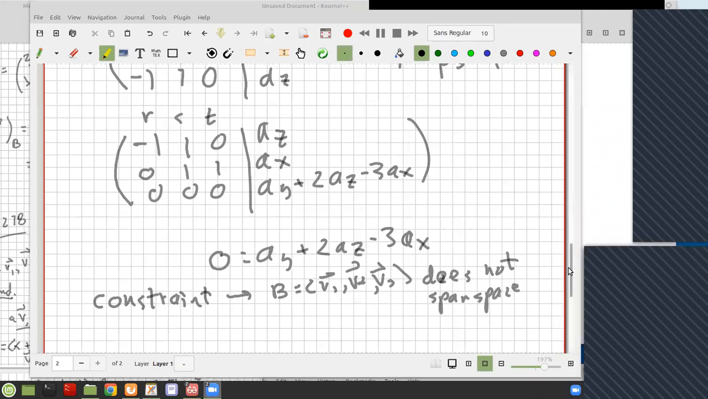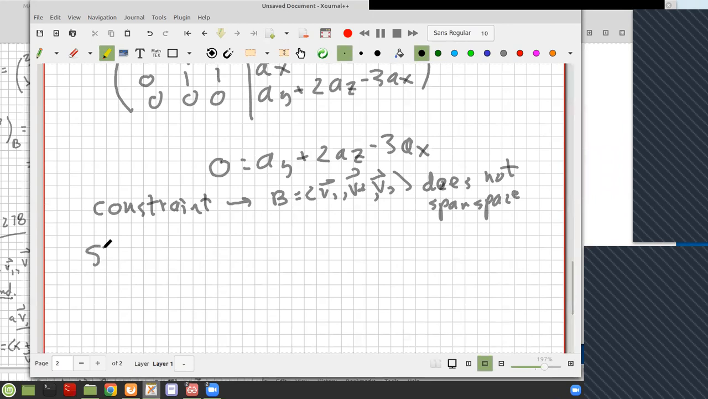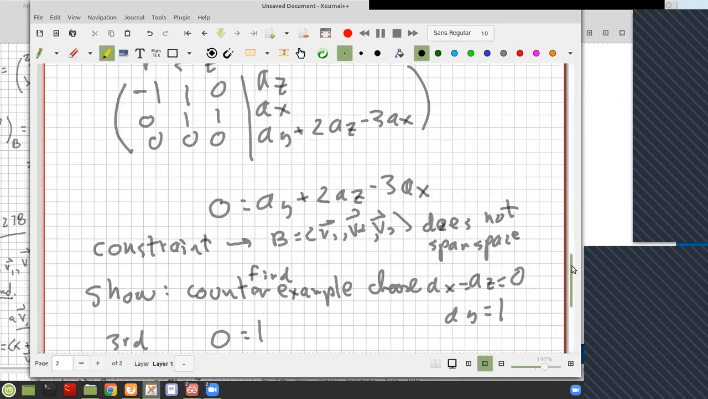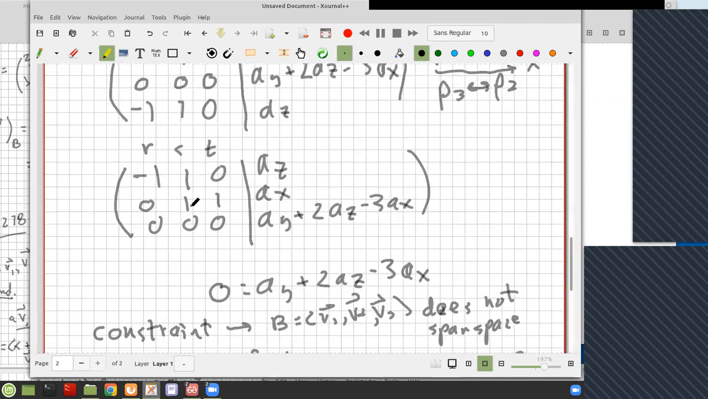How do we conclude? Well, what we say is we need a counterexample. We need a vector that cannot be represented. Well, we can choose one to find a counterexample. We can choose ax equals az equals 0 and ay equals 1. Therefore, the third equation becomes 0 equals 1.